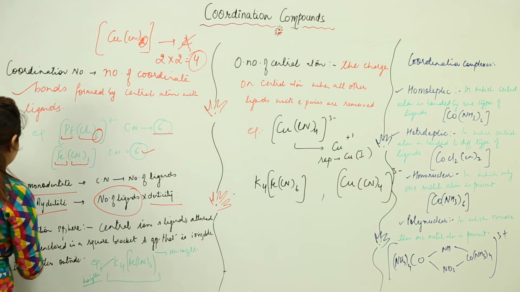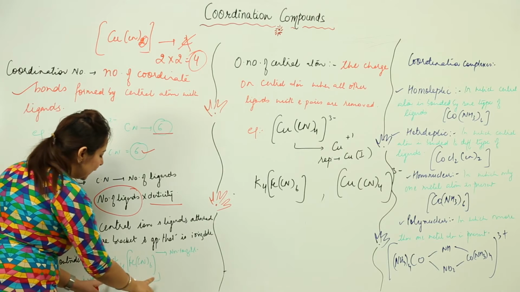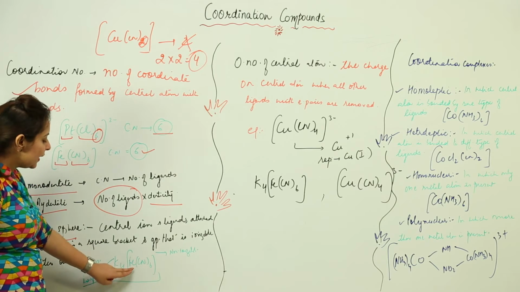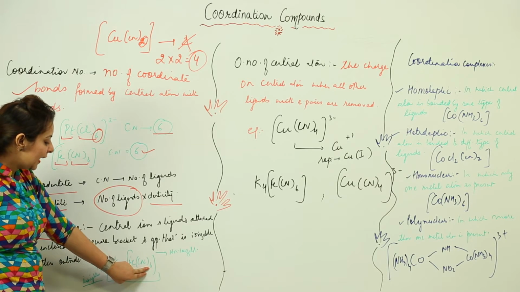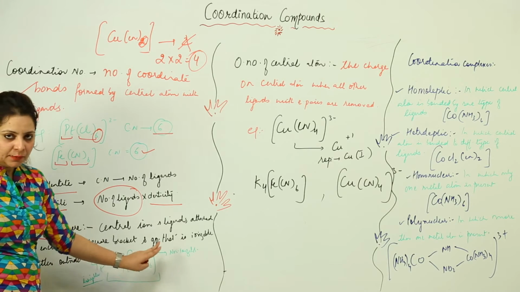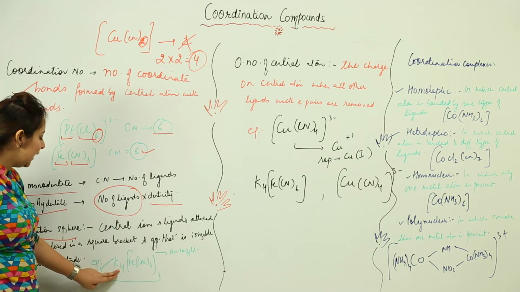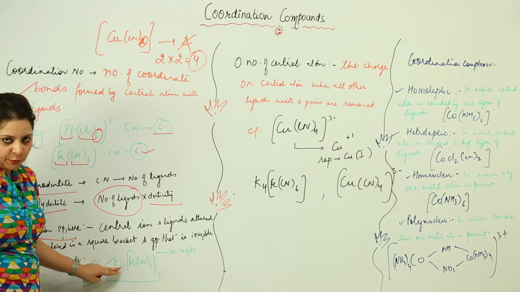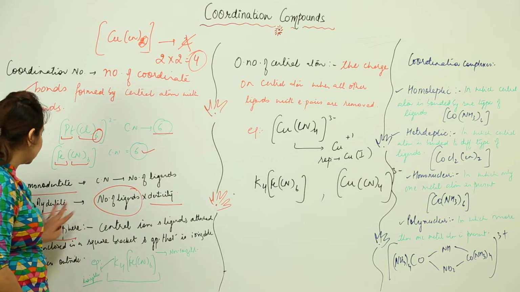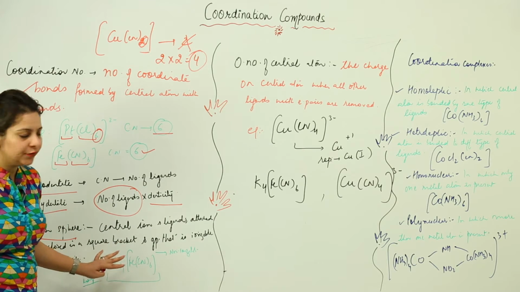Now what is the coordination sphere? This whole thing is a coordination sphere in which you have the central metal atom and the ligands, this is the unionizable part, along with the ionizable ion also present outside the bracket. The whole is called the coordination sphere.